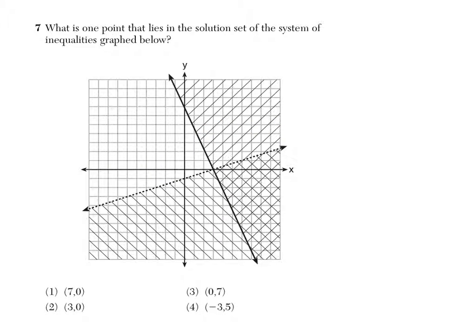Question 7 is pretty straightforward. It's asking which of the points listed below is a solution. So let's identify them on the graph. So the point 7, 0, and then the point 3, 0, the point 0, 7, and then the point negative 3, negative 5. So when we find the solution, my points are a little off just because it's a little difficult to see on here. So when we try to find a solution, we are looking for a point that's in the shaded area of both of the inequalities. That identifies a solution.